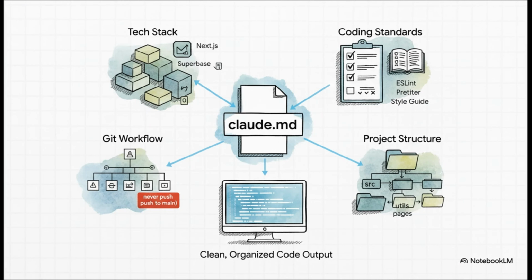And this is where the real magic happens. You can tell it everything, your exact tech stack, your coding standards, even your Git workflow. So you stop getting generic Python code when you're using JavaScript. It starts adapting to your style, putting new files in the right folders, and it can even stop you from doing something disastrous, like pushing directly to the main branch.